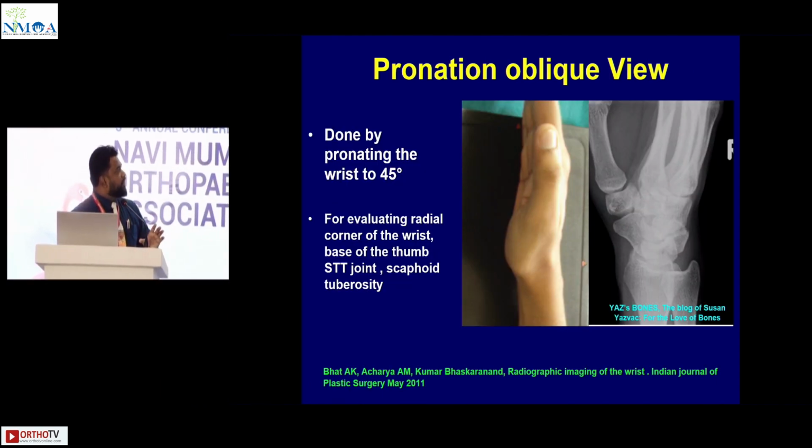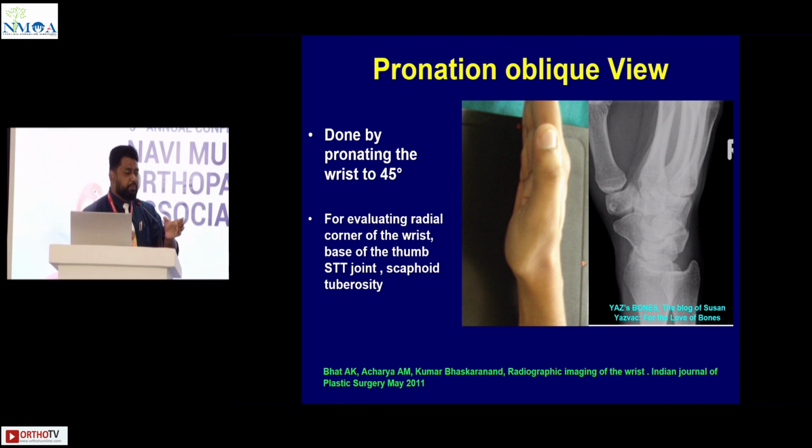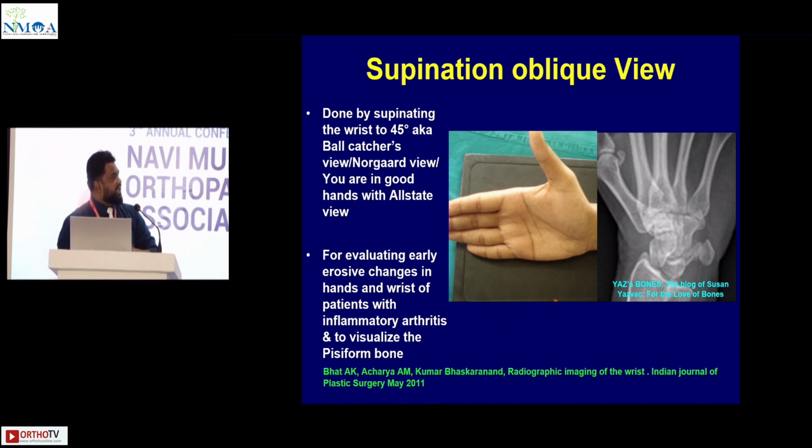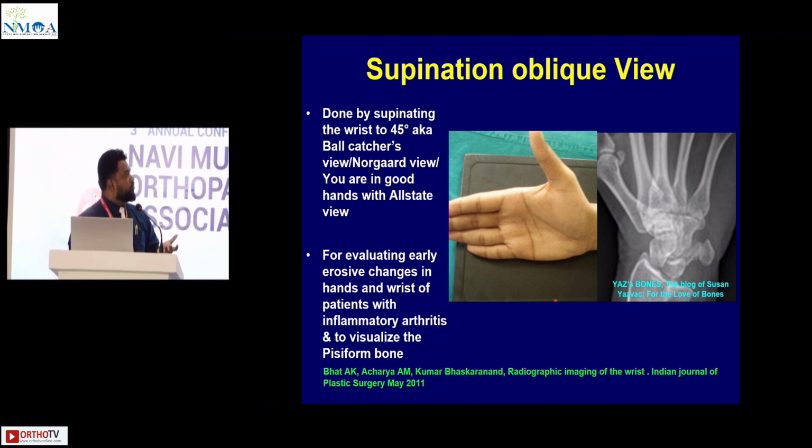Now, the pronation oblique view is done by taking the oblique view and keeping a 45 degree angulation. It is mainly done to evaluate the radial side of the wrist, the first metacarpal base, the trapezium, the scaphotrapezium trapezoid joint, and the tuberosity of the scaphoid. The second is the supination oblique view, which is also called Norgaard's view, and the SL view, which is done mostly for pisiform bone fractures.